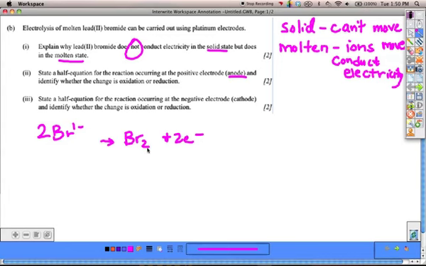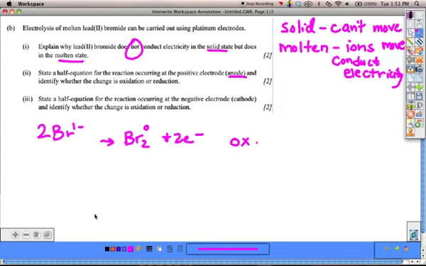Notice my bromines are the same on each side. I have 2 and 2, and I have a total charge of negative 2 on this side. Br2 would be a charge of 0, or an oxidation number of 0 overall, so we have to add 2 electrons to it. When this occurs, when I have electrons going this way, I have oxidation.